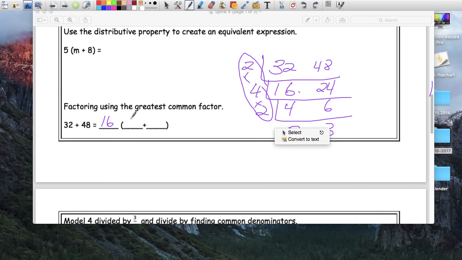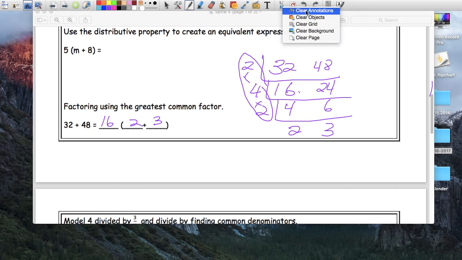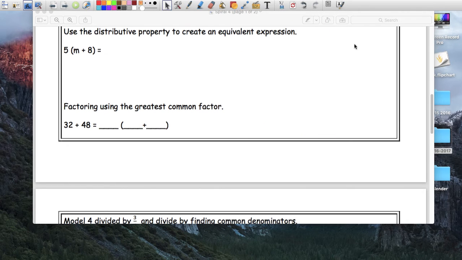The 2 numbers inside would be 2 and 3. Does it work? Let's see. 16 times 2 is 32. 16 times 3 on the outside is 48. So these 2 are the equivalent expressions. 32 plus 48 is the same thing as 16 parentheses 2 plus 3. Moving on.